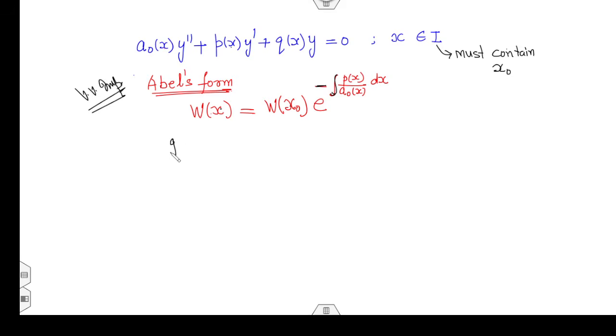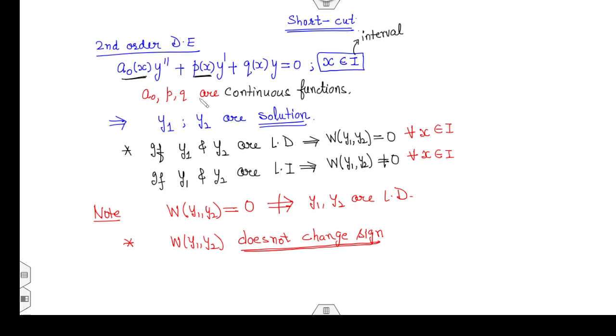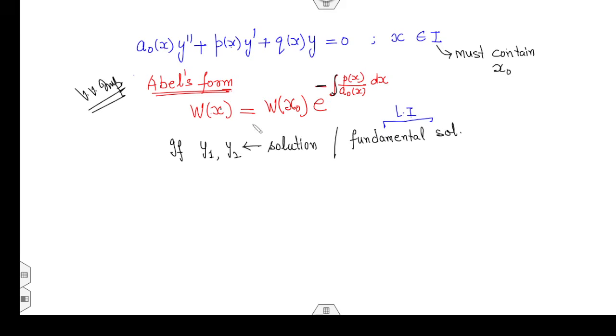Remember, students, whenever you see in any statement that y1 and y2 are solutions, or whenever you see that y1 and y2 are fundamental solutions, fundamental solution means they are LI, and once they are LI, then by my previous remark the Wronskian is non-zero. Then always try to adopt the Wronskian approach.